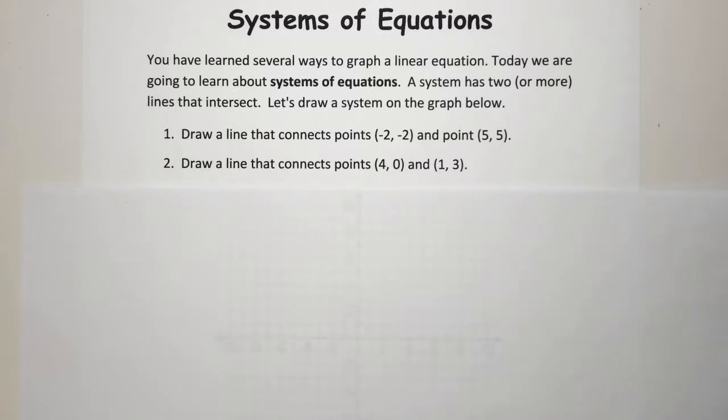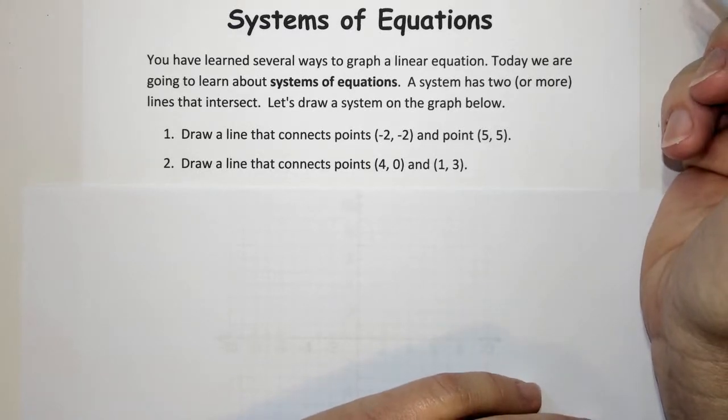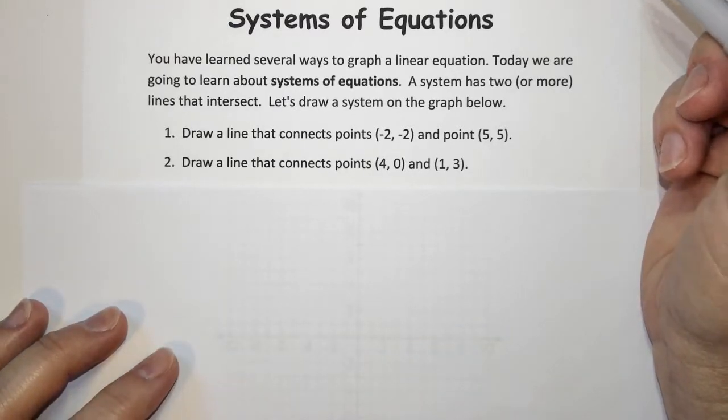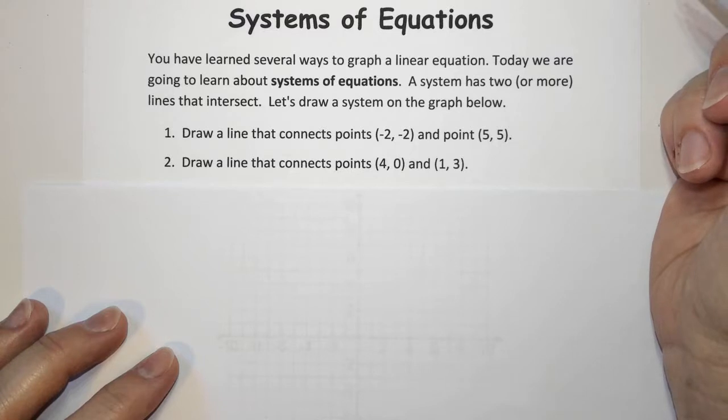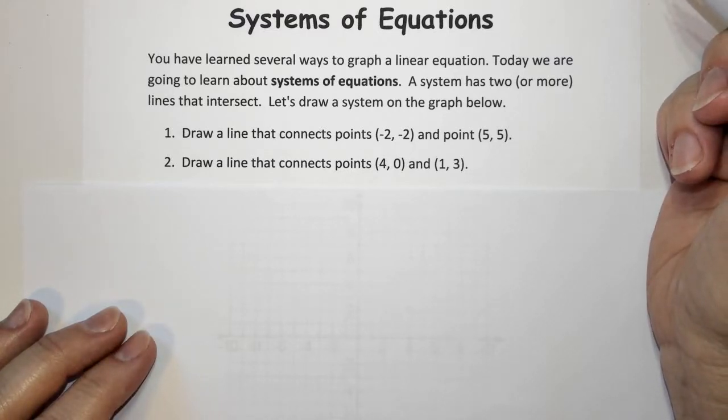Today's lecture is called Systems of Equations. You have learned several ways to graph a linear equation. Today we're going to learn about systems of equations. A system has two or more lines that intersect. So that's really our twist of the day. We're going to be graphing not just one line, but two lines that cross.